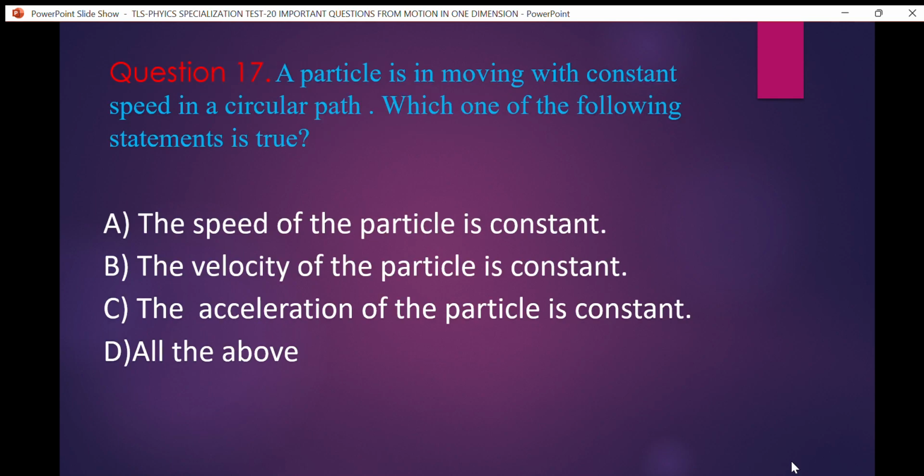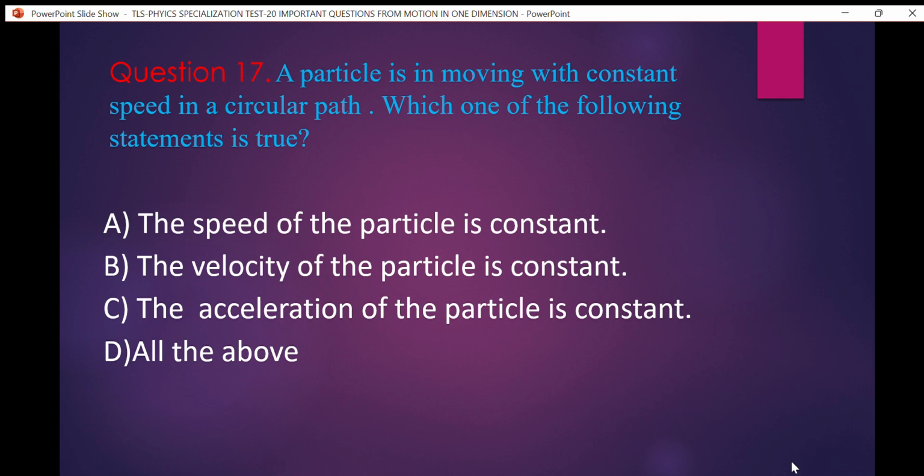All right. So now in question number 17, a particle is moving with constant speed in a circular path. Which one of the following statements is true? So there are 4 options. Option A, the speed of the particle is constant; the velocity of the particle is constant; the acceleration of the particle is constant; all the above.